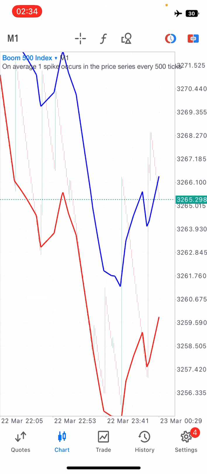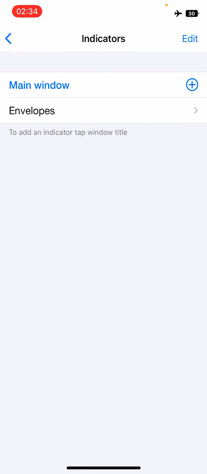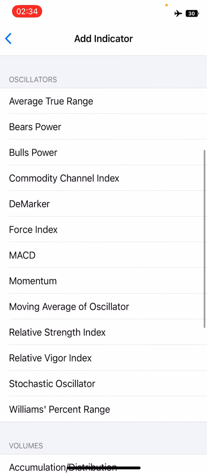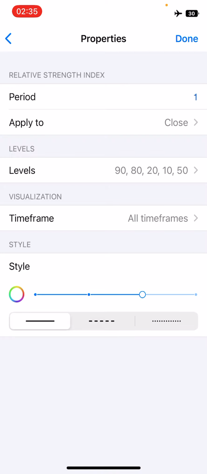The next indicator that we want to install is the RSI. So we're going back to our indicators. We're going to look for the relative strength index, which is our RSI. It's going to have the following properties that you see on my screen. A period of 1, apply to close, and then on the levels, we want to have level 90.